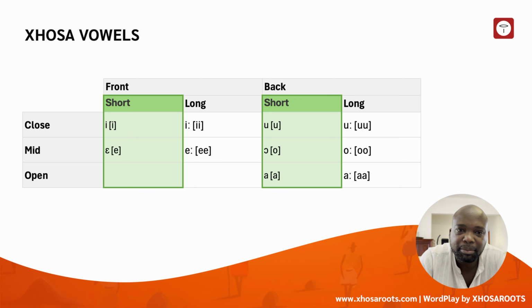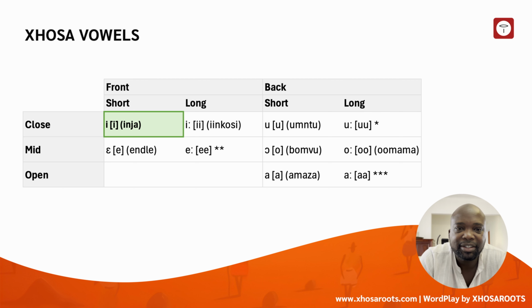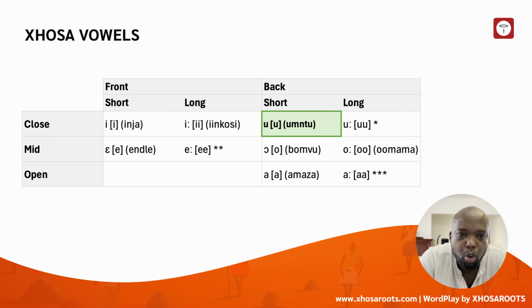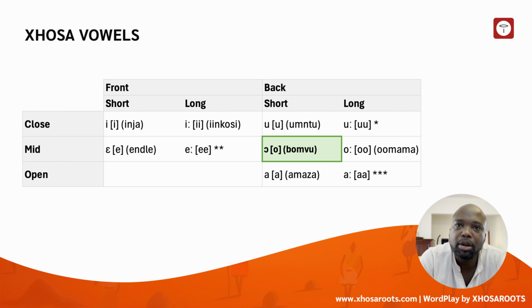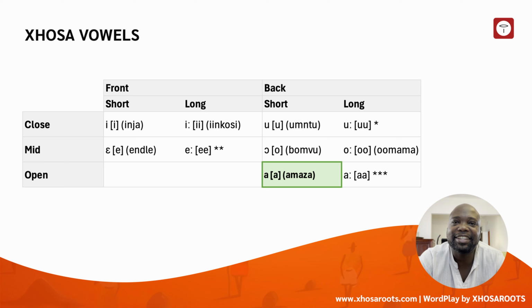I will repeat, but this time with some examples. I, found in inja, a dog. U, found in umtu, a person. E, as in endle, in the wilderness. O, as in bomvu, red. And A, as in amaza, waves. These would be the ocean waves.